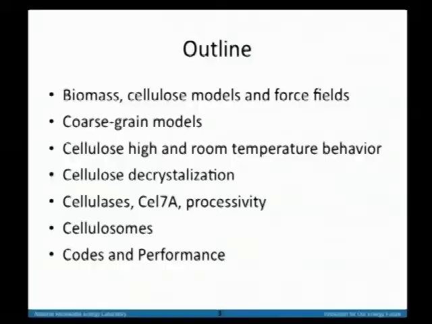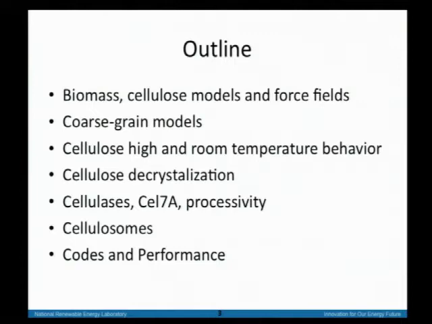We also look at coarse grain models to try and extract just the essential parts of the motions that are of interest to the question we're asking, and I'll show you one of those. We've done some studies of cellulose to get an idea of whether we can say anything about the structures that people are claiming are cellulose, and maybe we have something to say about what those look like. Cellulose decrystallization: what is it that makes cellulose such a recalcitrant polymer crystalline substance? Why is it so hard to pull it apart?